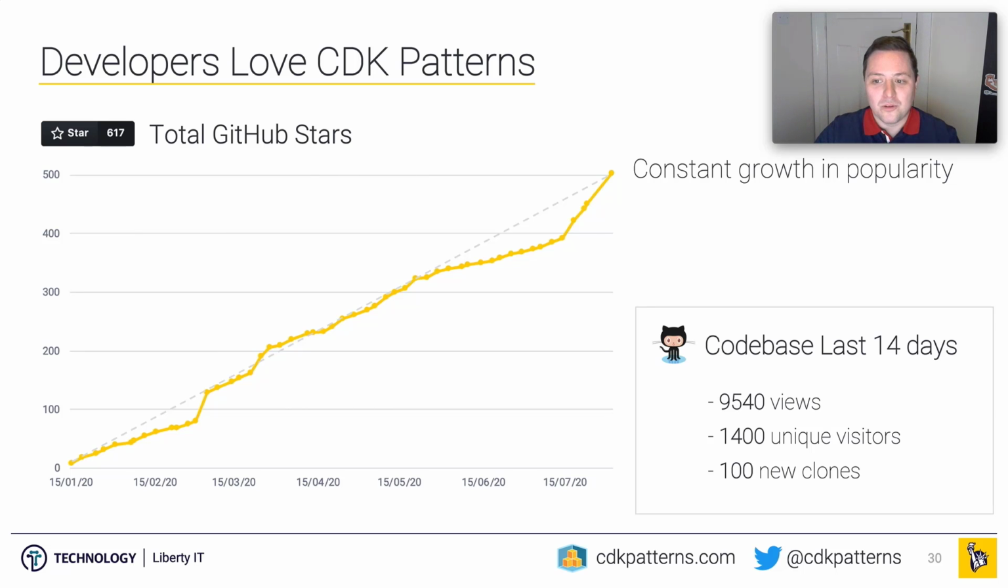And if you look at the code base, in the last 14 days there's been nearly 10,000 views from 1,400 visitors. That means that your average visitor is looking at 8 pages, so they're not just going to the front page, the front readme, and then closing it. And there's also been over 100 new clones. You don't need to clone this every time, you only need to clone it the first time. So that means 100 new customers, so to speak.